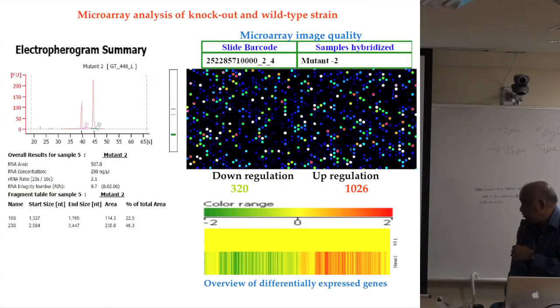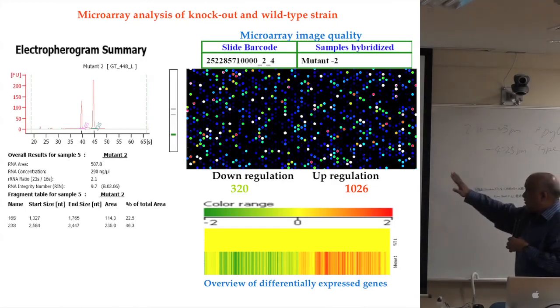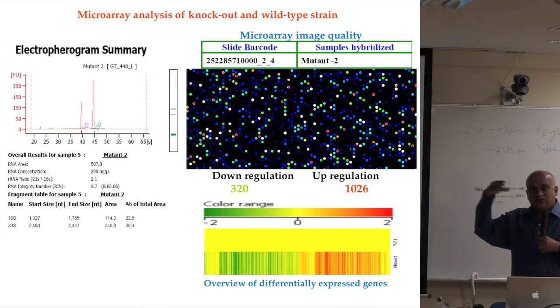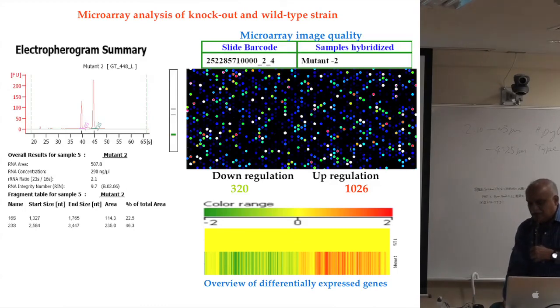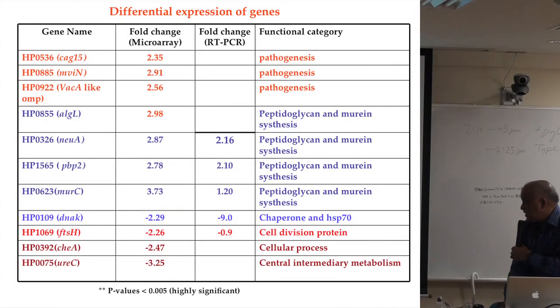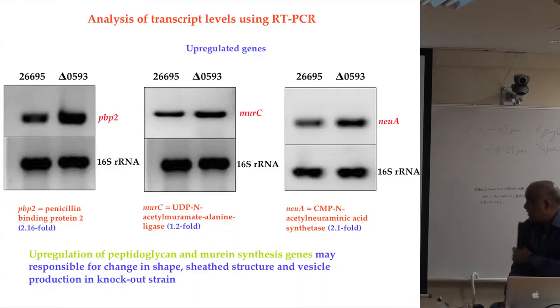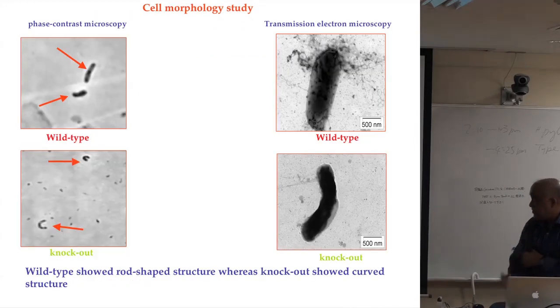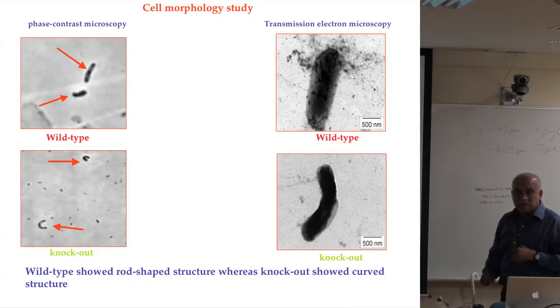I'm not going to tell you too much about this. Again, microarray analysis of the knockout and the wild type, again grown at 4.5 and 7.4, there are vast numbers of differences. And we're still in the process of confirming many of these by RT-PCR and things like that. The values are significant, but need to be confirmed by RT-PCR. Some of them have been confirmed, some have not been confirmed, but this is what we are doing. But most interesting, the morphology becomes important.